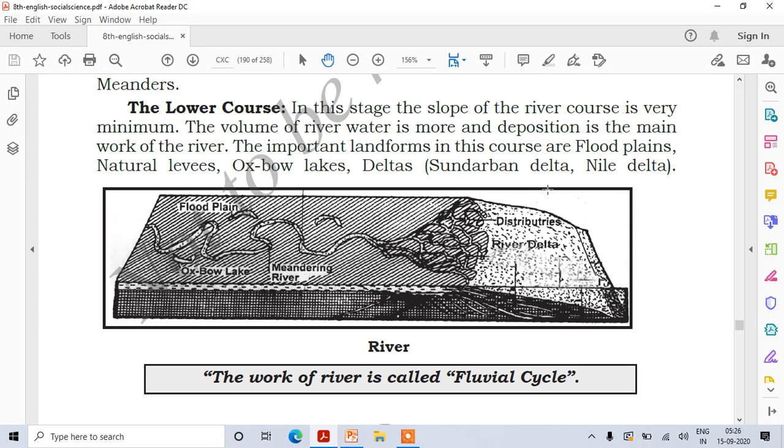Sundarban Delta, Nile Delta, you have heard about these words. The work of river is called fluvial cycle. So what is fluvial cycle? The work of river is called fluvial cycle. You have to remember this one.